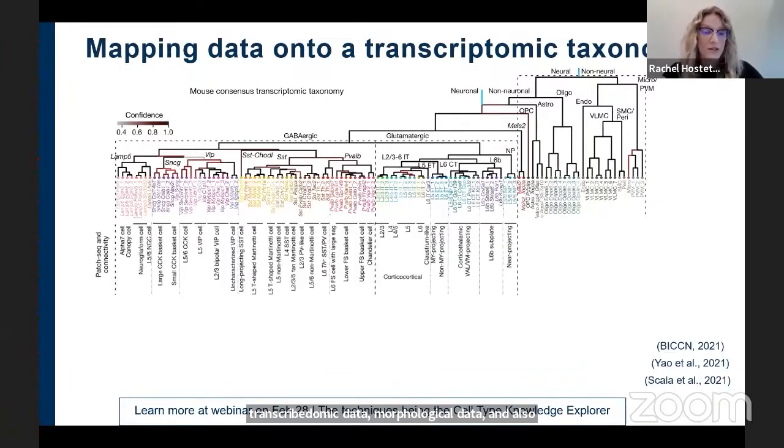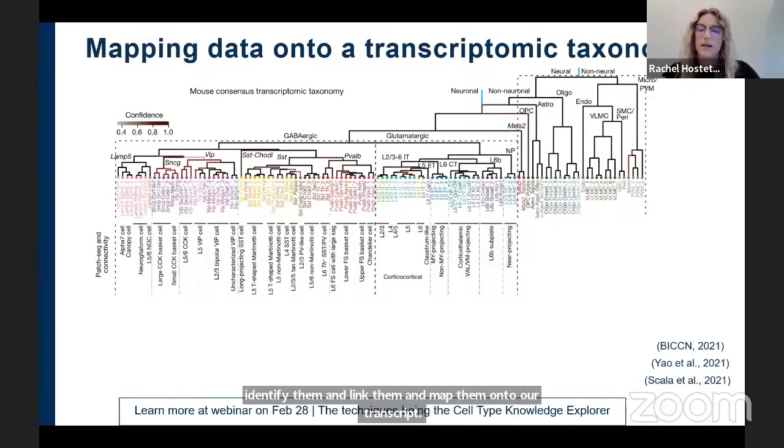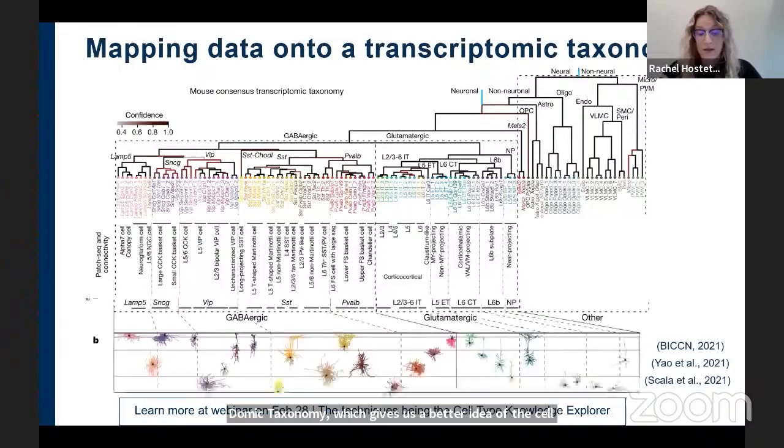And PatchSeq was performed on these different cell types. And just from looking at their firing patterns and their electrophysiology, researchers were able to identify them and link them and map them onto our transcriptomic taxonomy, which gives us a better idea of these cell types by combining different types of data modalities. Again, with PatchSeq, you also fill the cell with biocytin, so then you can reconstruct its morphology later. And those experiments were done as well. So not only can we see how these cells differ transcriptomically, we can also see their unique firing and their unique shapes. And this is one way that these different data modalities, which are very important, we're able to map them onto our transcriptomic backbone.